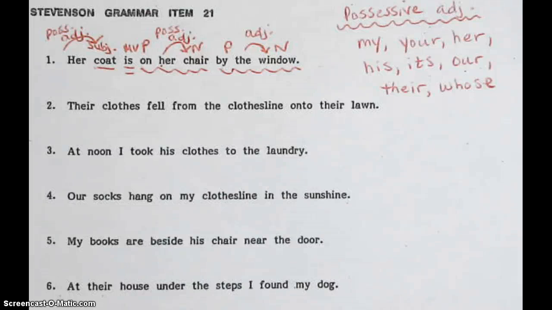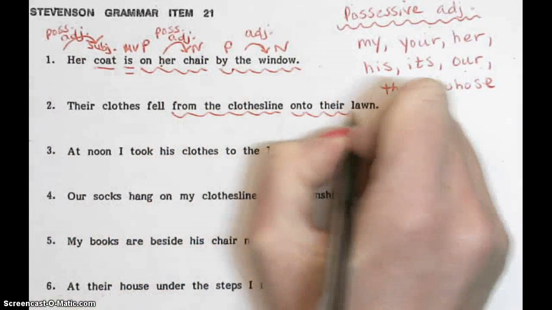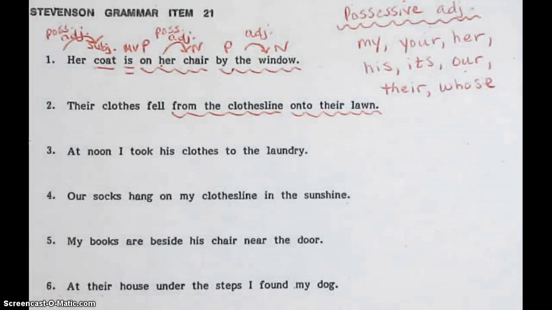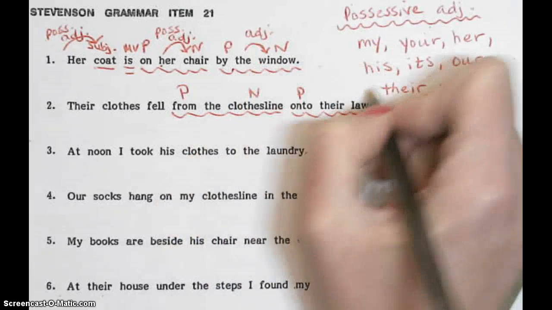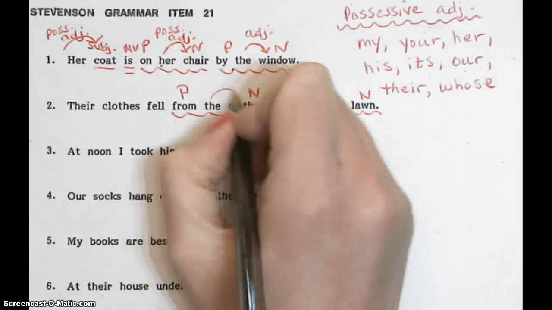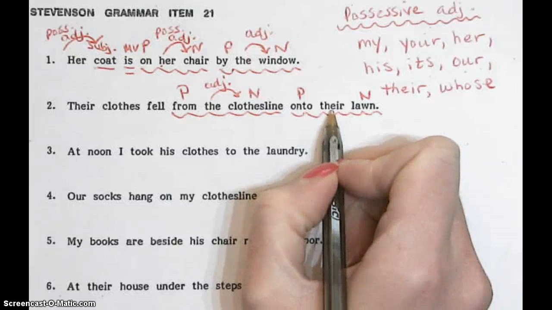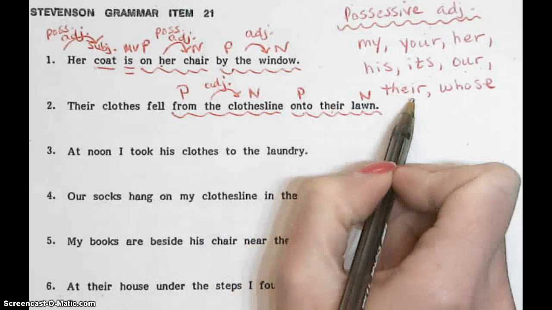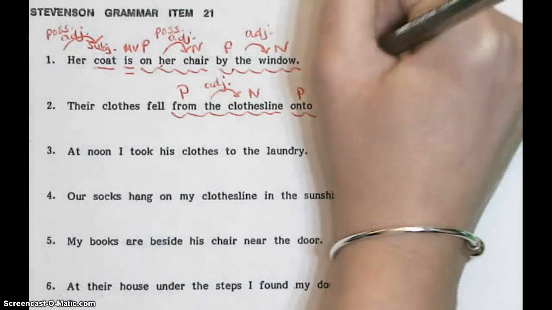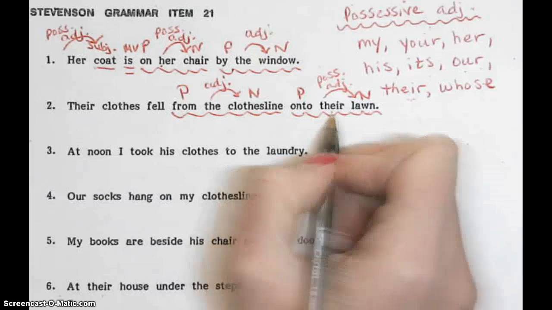All right, number two. Their clothes fell from the clothesline onto their lawn. So my prepositional phrases, from the clothesline and onto their lawn. So I'm going to squiggle that. Prepositions, from, onto, clothesline is our noun, and lawn is our noun. The is our adjective for the first prepositional phrase. And then I see their, again, I would just normally label this as an adjective, but I'm noticing that it's over here in my reference list of possessive adjectives. So we're going to do P-O-S-S A-D-J. So whose lawn is it? It's their lawn.